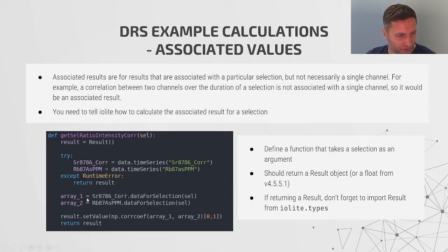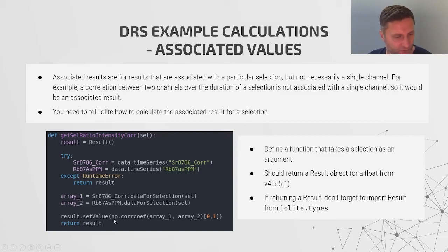Then once we've got those channels, we will get the array of data values within our selection interval by calling this data for selection function. So this is the channel, and the channel has a member function called data for selection that takes a selection, and it returns the values in this channel that occur within the bounds of this selection. So we just assign that to an array. We do the same thing with our next channel. So we have two arrays of values here.